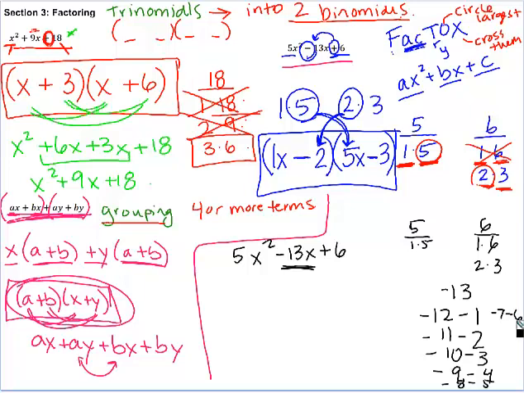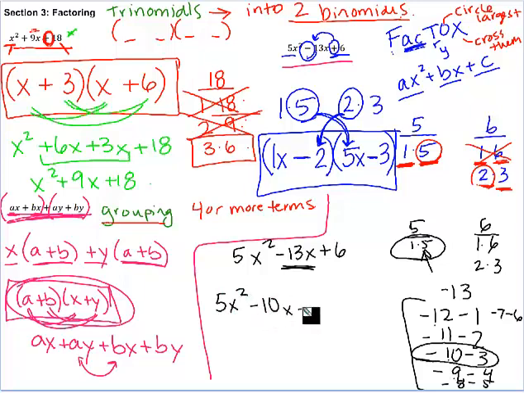So what we want to do is look at these and find one of these values that would share a common factor with that 1 or the 5. And 5 is a larger number, so we want to find a value here that would share a common factor with 5. Well, 10 does. So I'm going to write this as 5x squared minus 10x minus 3x plus 6. So here, I split the 13x up into 2 separate values.